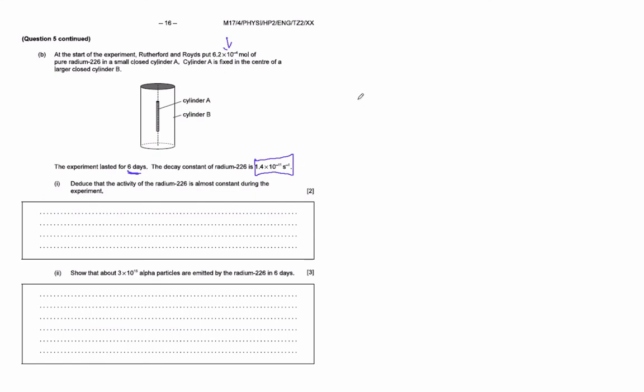Let's show it. Okay. So what I'm going to use is that the activity is the original activity times e to the minus lambda t, which is not in the data packet, I'll tell you that much. But anything that scales with the number, this is in the data packet: N is N naught e to the minus lambda t. But since activity is just lambda times N, then we can get there very quickly with this. So this is going to decay like this.